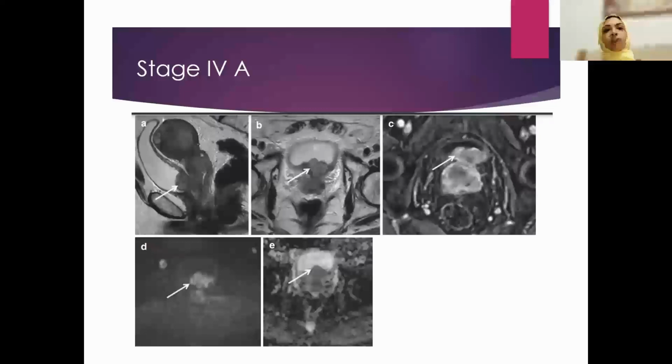That's stage 4 endometrial cancer invading the urinary bladder, as you can see here in different planes. In diffusion, it's restricted diffusion and low signal on ADC, and of course it's enhancing.